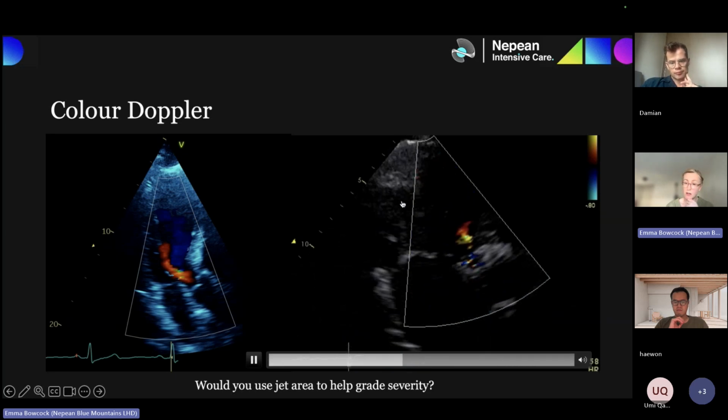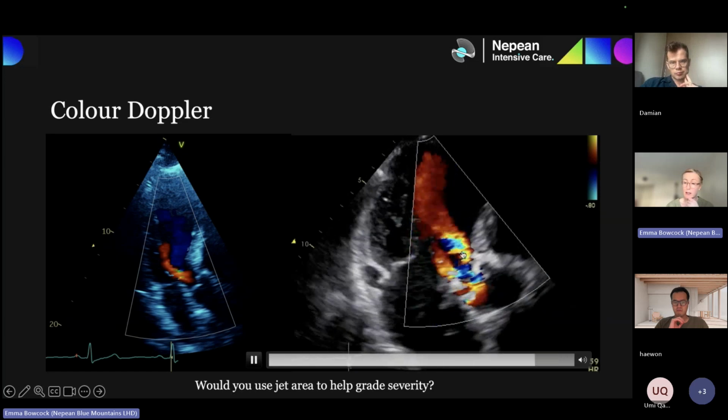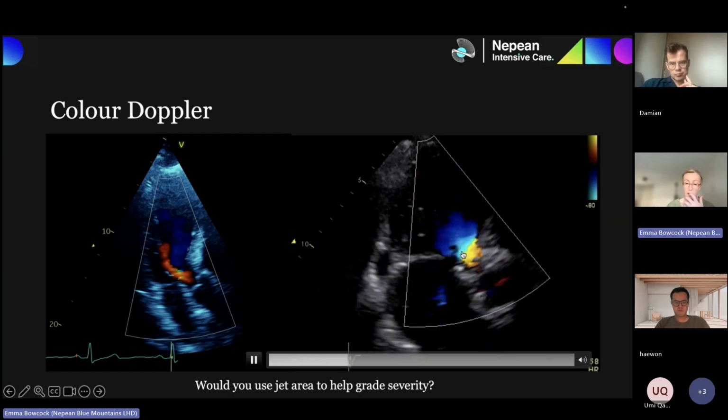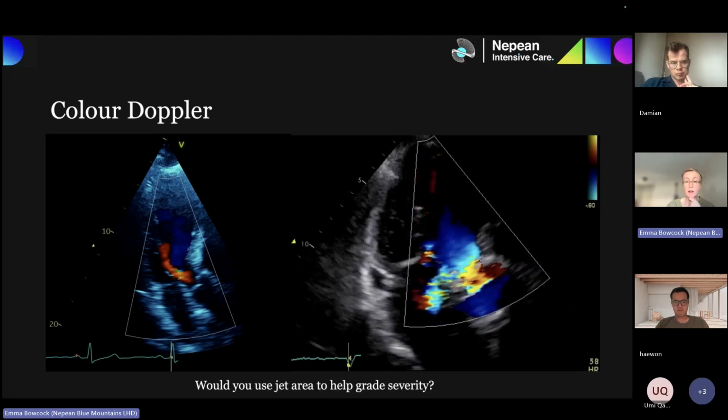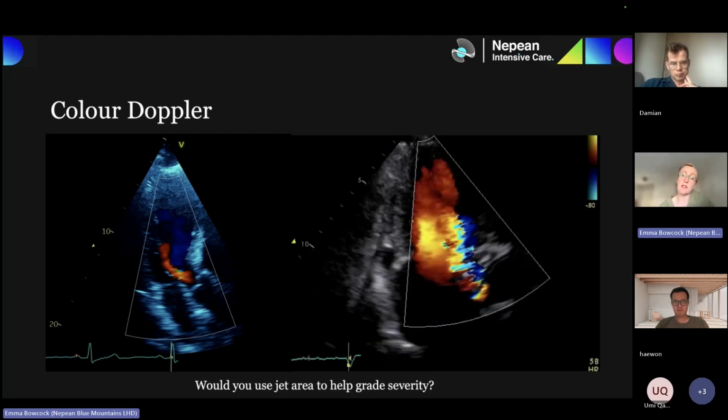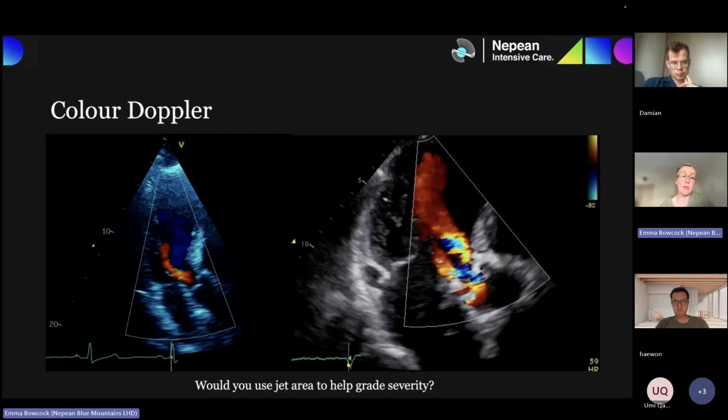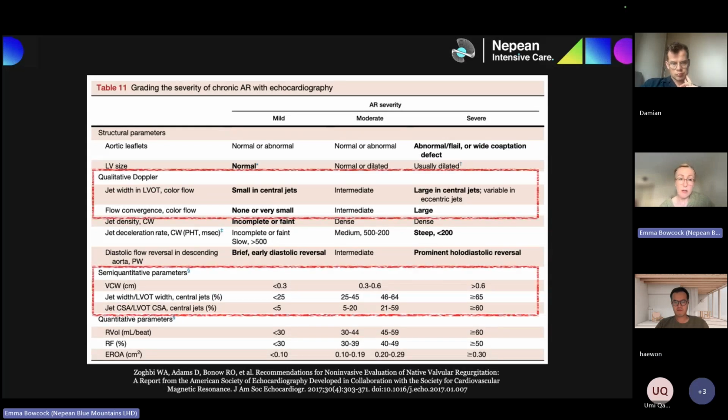But again, don't just look at what's happening to the broadening there in the LV. Look at the other features and components of the jet. And I think the proximal flow convergence is often the most helpful when you're eyeballing the color Doppler. So they talk about this in these tables. So if we just go on to put some numbers in there.